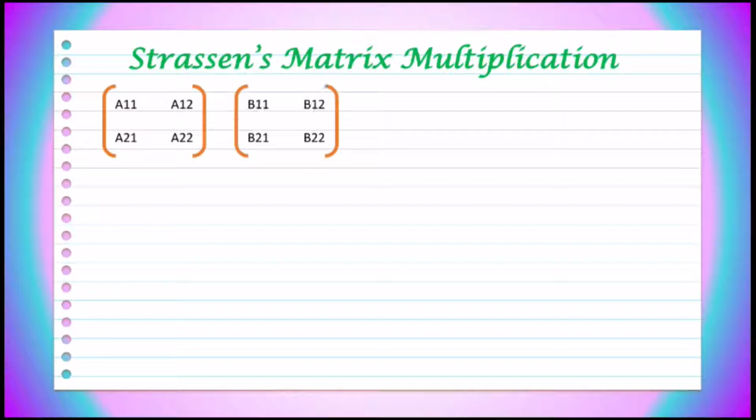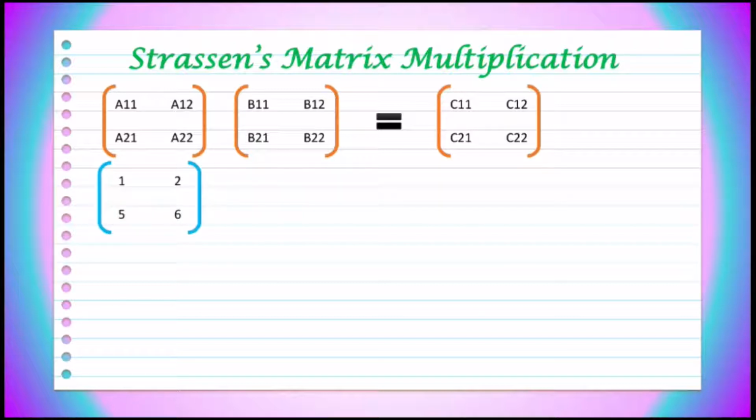And suppose this is the second matrix, that is B11, B12, B21 and B22, and the order of the matrix is also 2 into 2. So the resultant matrix will be of order 2 into 2, that is the first row is C11 and C12 and the second row is C21 and C22. So now we will take the values and we will see how to calculate matrix multiplication.